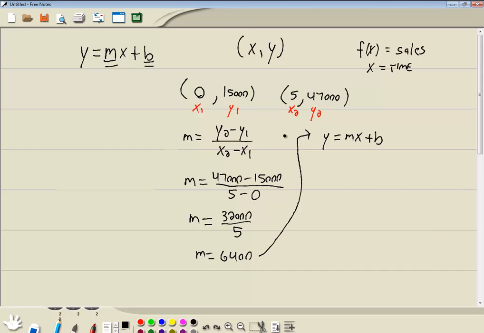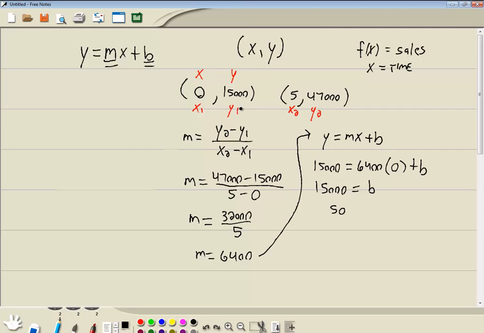We plug in one of the points for x and y. Doesn't matter which one. Whichever one looks easier. This first one looks easier. So I plug that in for x and plug that in for y. So y is 15,000. M we just said was 6,400. And x is 0 plus b. And then we want to solve for b. 6,400 times 0 is 0. 0 plus b is b, so b is 15,000.